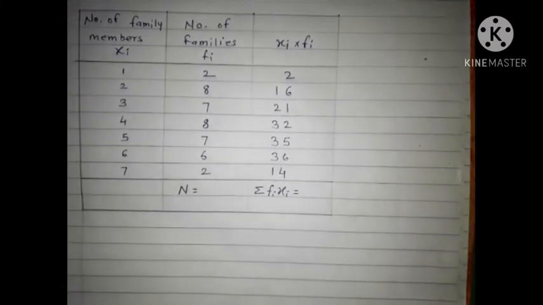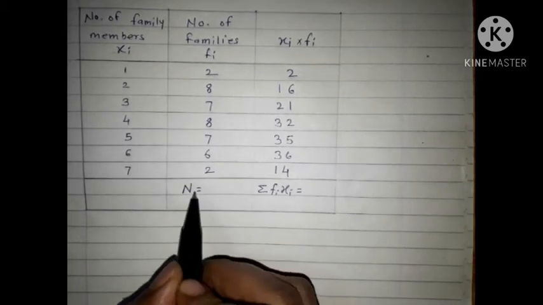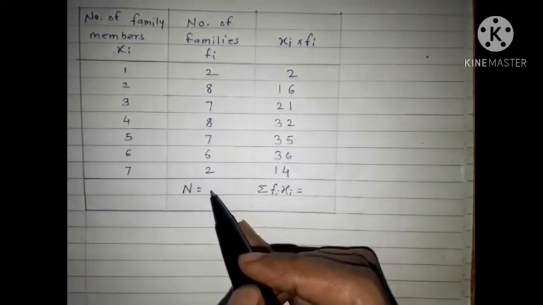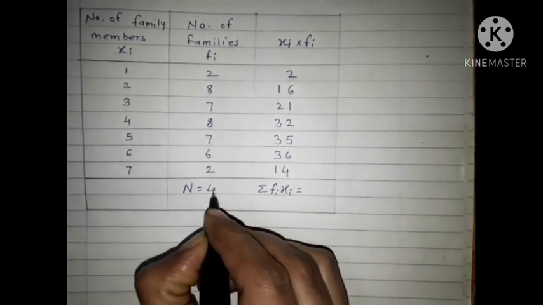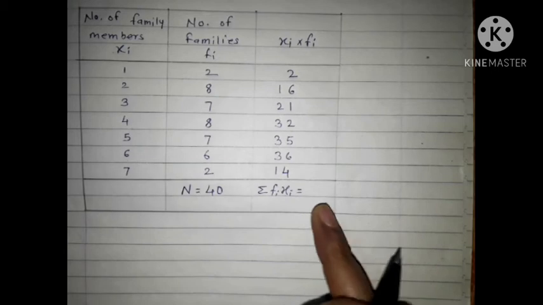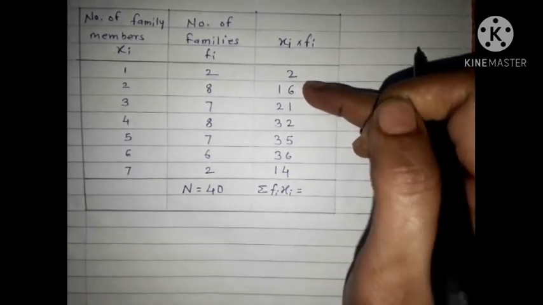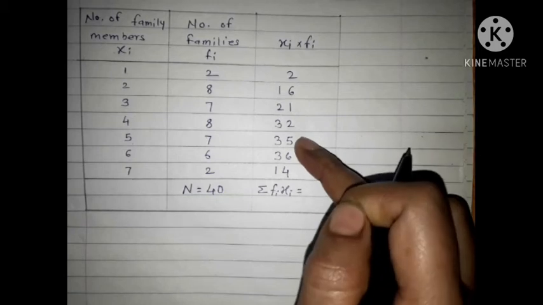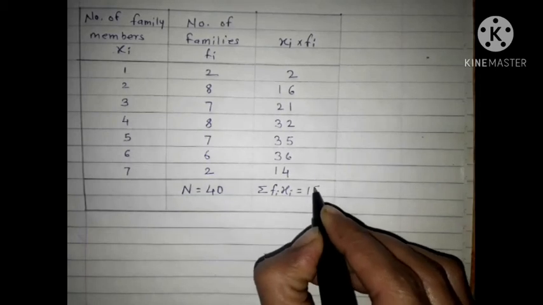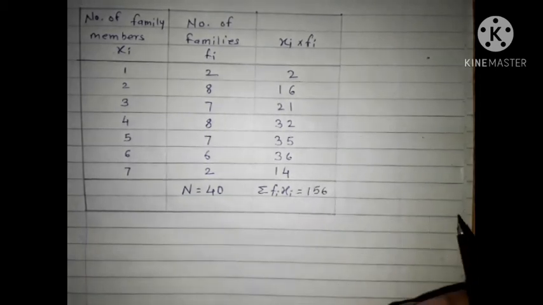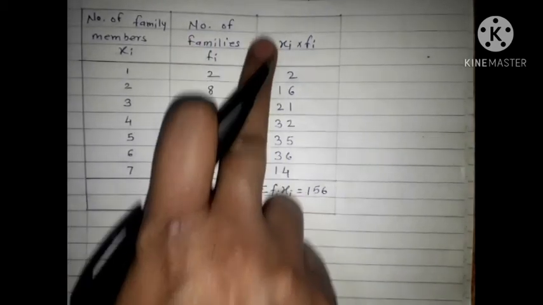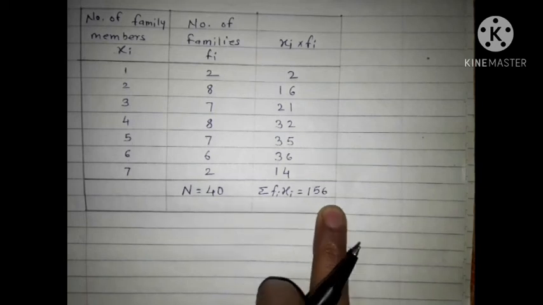Now what we have to calculate here is n. N means the frequency, the total number of families. If we add all these frequencies, the total is 40. And the summation of fi into xi, the addition of 2 plus 16 plus 21 plus 32 plus 35 plus 36 plus 14, is equal to 156. So n is 40, and the summation of fi xi is 156.